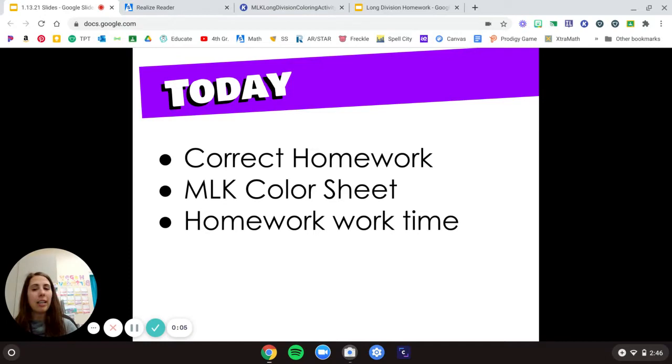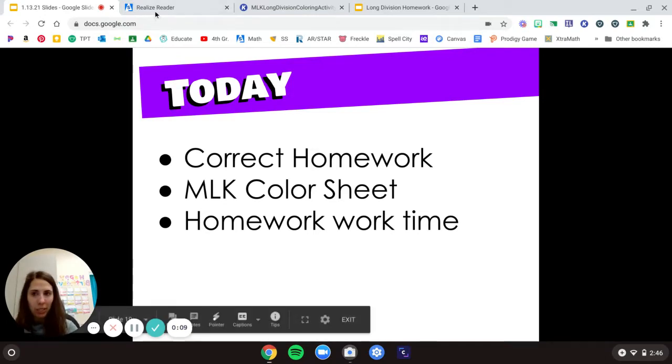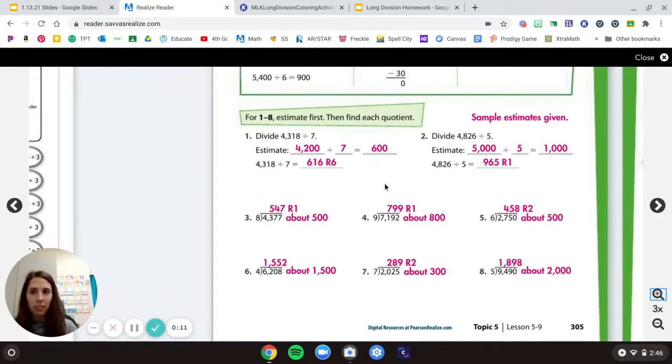I'll show you how to do the MLK color sheet, and then we'll look over what our homework for tonight should be. So let's start with page 305. We had 3, 4, and 5 on this page. Ignore the about part. You didn't need to do that. Remember, you just needed to find the actual quotients.